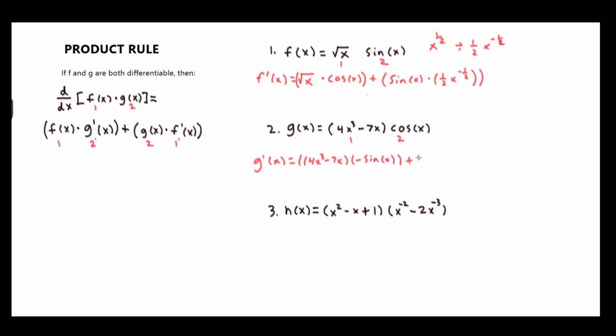And then we add that to, so for the second half of our product rule, our second function is just left alone this time. So that's just going to be the cosine of x. And then that's going to be multiplied by the derivative of our first term, which is here. So the derivative of 4x cubed minus 7x is going to be 12x squared minus 7. And that's going to be our answer for the second one.